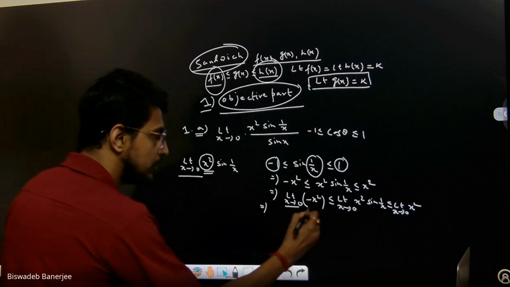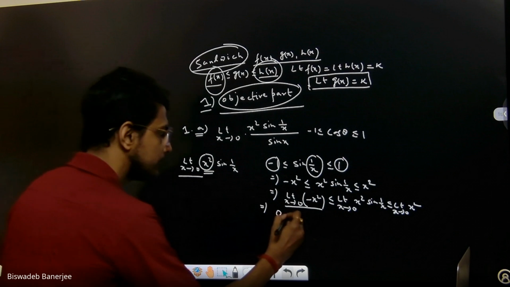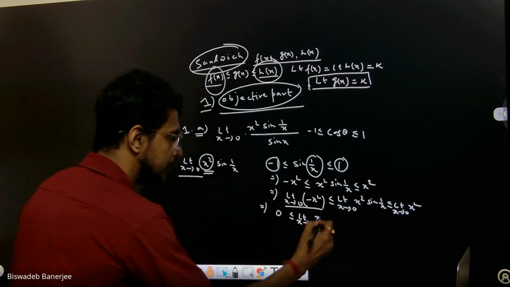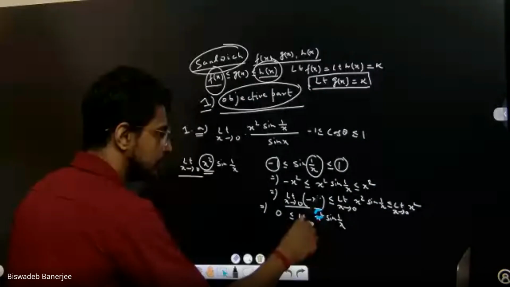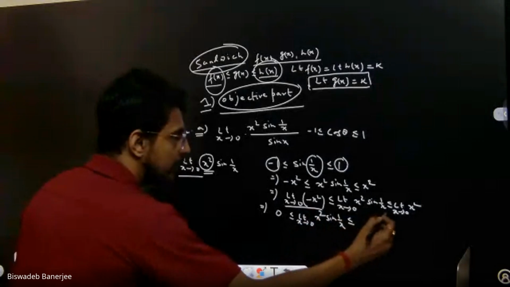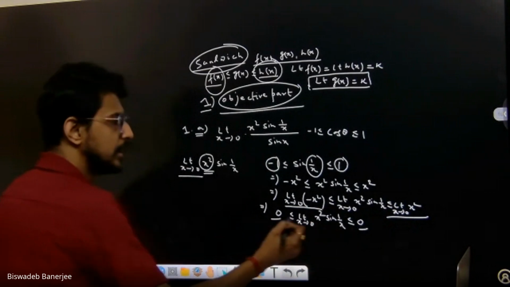Finally, see that this limit is 0. This portion limit is 0. It will remain as it is. And this limit is also 0. So my left hand limit is 0, my right hand limit is 0.